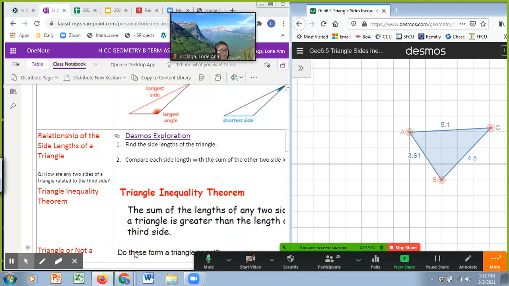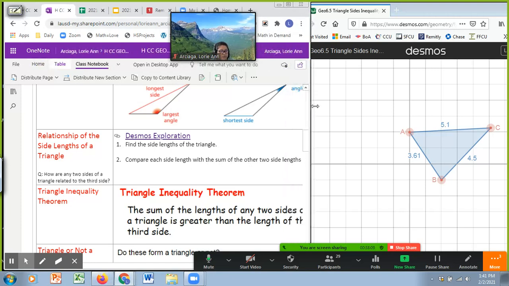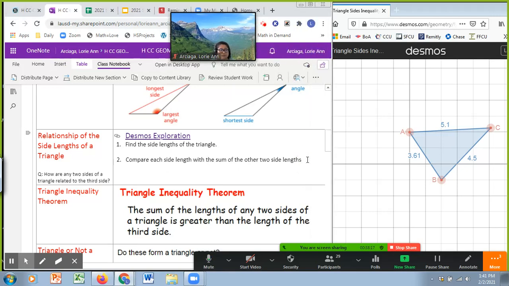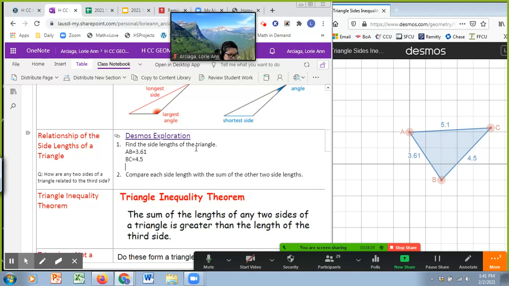For this exploration, you need to find the side lengths, which we have already done. So what you're going to do is compare each side length with the sum of the two other sides. For example, we know here that AB is equal to 3.61, BC is equal to 4.5, and AC is equal to 5.1.